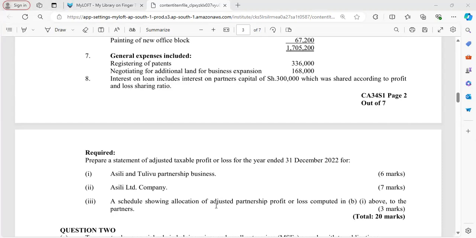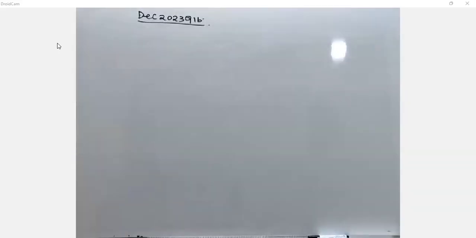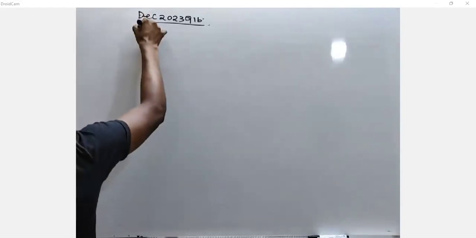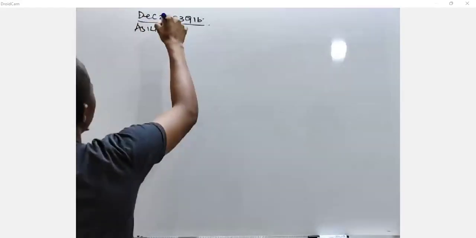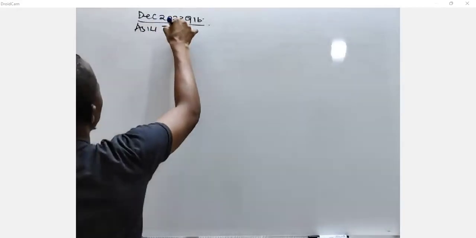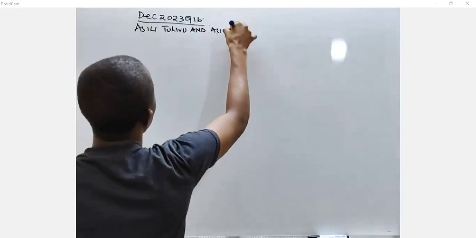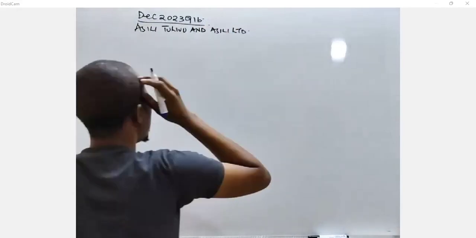Now, we normally start with our title. The first thing you do, you start with your title. So they are calling themselves Asili and Co, and Asili Limited.